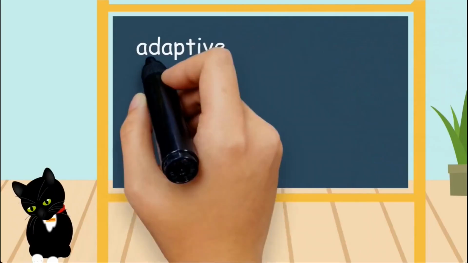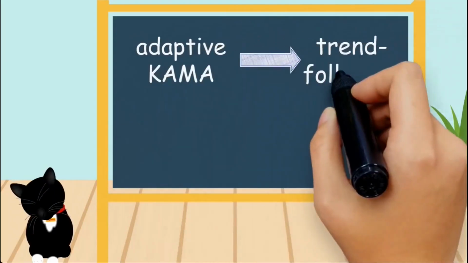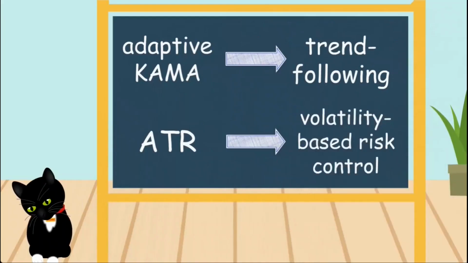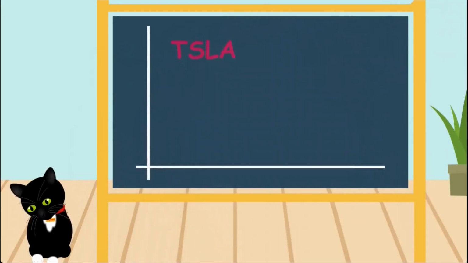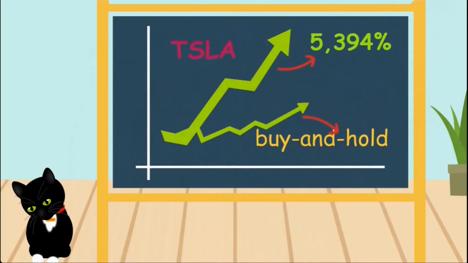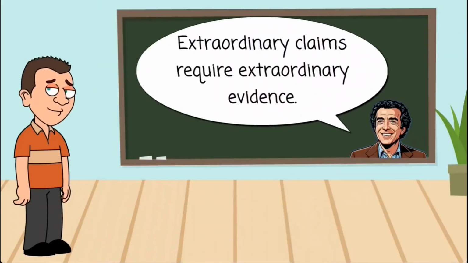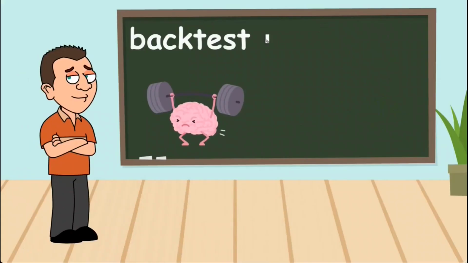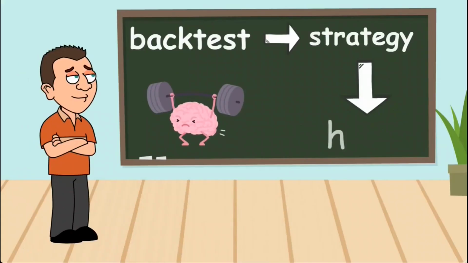It presented a compelling idea: use the adaptive KAMA for trend following and the ATR for volatility-based risk control. The results on TSLA were staggering, a 394% profit, crushing buy and hold. But as experienced engineers, we know that extraordinary claims require extraordinary evidence. So we asked the crucial question: does this strategy hold up under a rigorous professional backtesting process?